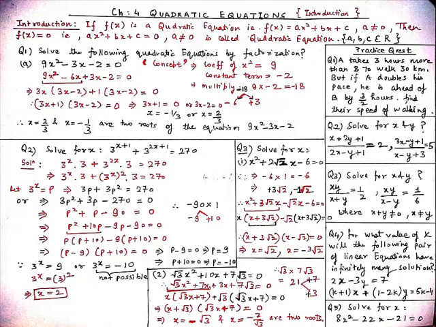So from here, the two factors are x plus root 3 and root 3 x plus 7, which is equal to 0. So when we equate it with 0, we get x equal to minus root 3 and x equal to minus 7 upon root 3, which are the two roots of the quadratic equation.